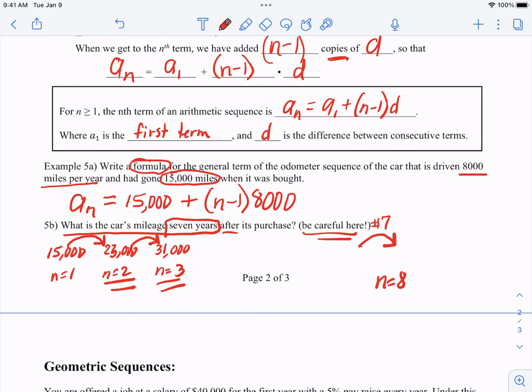So actually what we're going to do is we're going to use our formula, but we're going to plug in 8. So for our nth term formula, it's going to be 15,000 plus 8 minus 1 times 8,000 miles. And that'll give us 15,000 plus 54,000 miles, which is 71,000 miles. That will be the final answer. It's after 7 years of owning it, but it's actually the 8th term in this sequence.